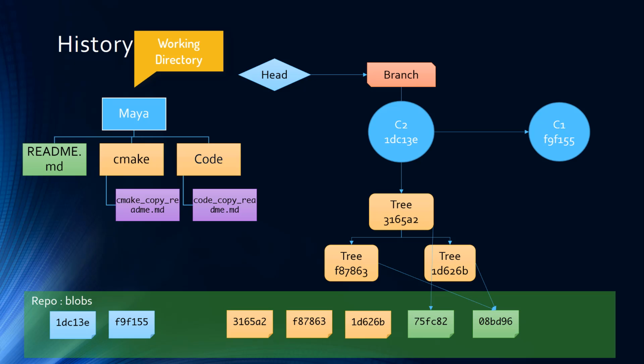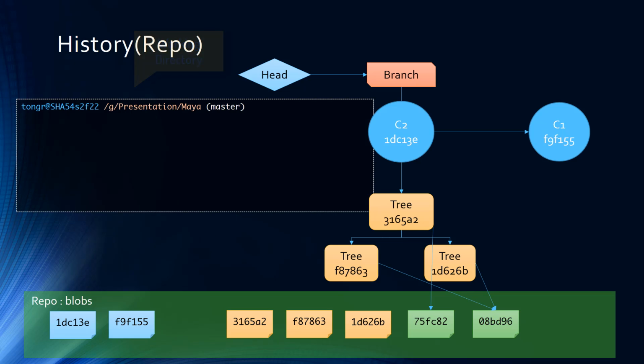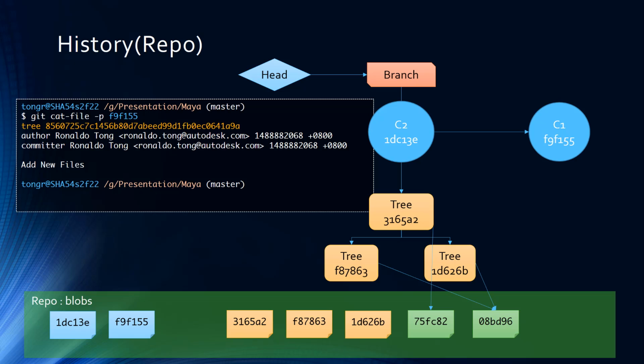The same way to check the parent commit. There's no parent commit in it since it's the root commit, or the first commit. The message: add new files. There's also date information in it.